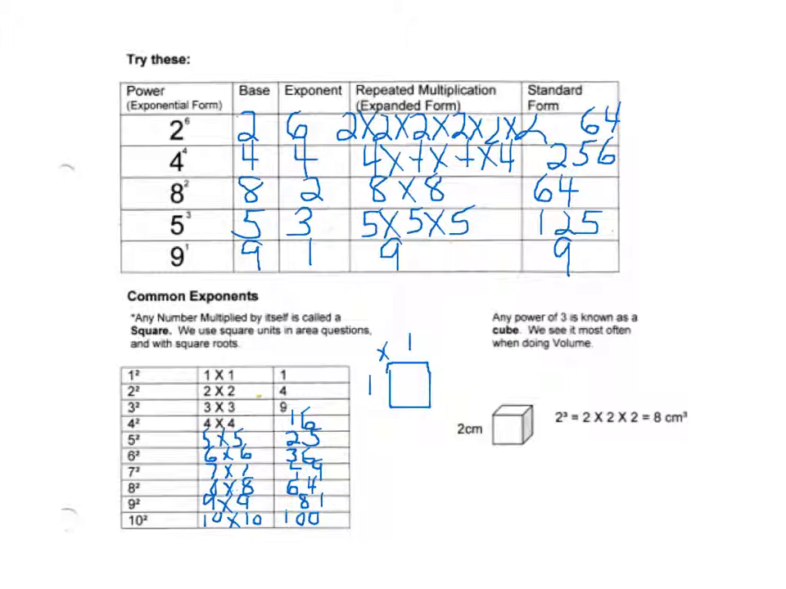As well, there are powers of 3, and we call those cubes. The reason we call it a cube is that a cube has the same length, width, and height, and if we were to multiply those together, we would end up with 2 times 2 times 2, or 8 cubic centimeters, or, as a power, 2 to the power of 3.